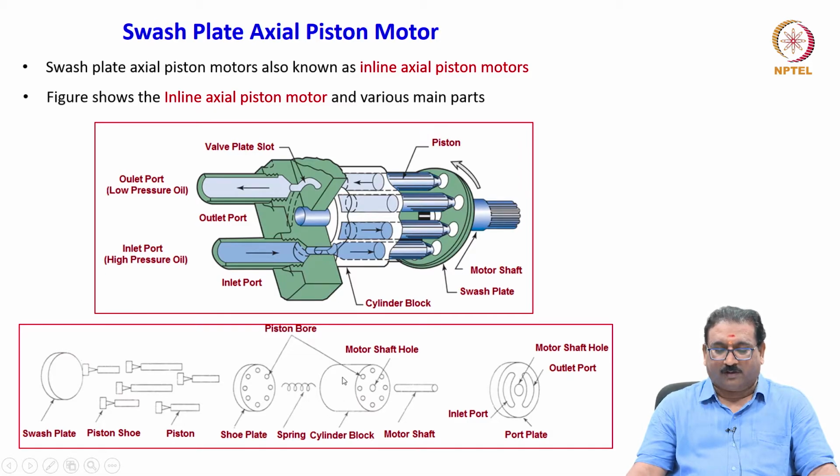Then cylinder block, which has piston bores in which you have to insert the pistons. Then you will see the motor shaft. Then the last important part is a port plate, which has an inlet port and the outlet port. They are in the kidney shaped port openings.